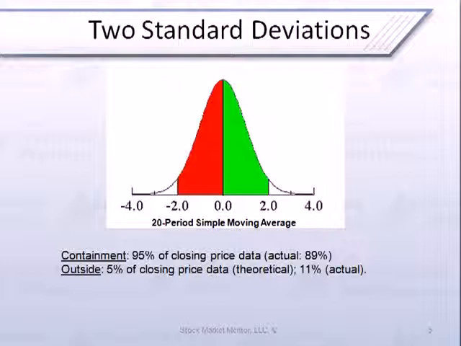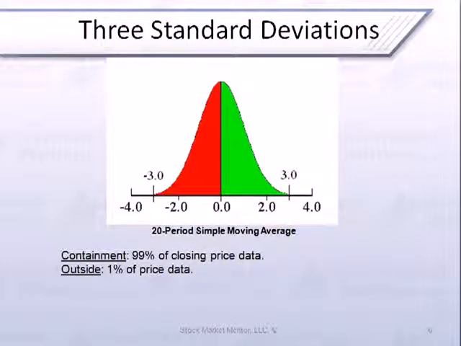Now, if we go out to three standard deviations, and this is a whole different trading methodology that I talk about at Stock Market Mentor sometimes, and certainly in my live workshops. Three standard deviations, those really wide Bollinger Bands, contain 99% of the closing price data. Only 1%, one out of every 100 days statistically, is going to be outside the bands.